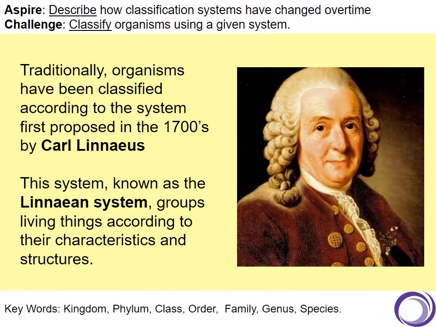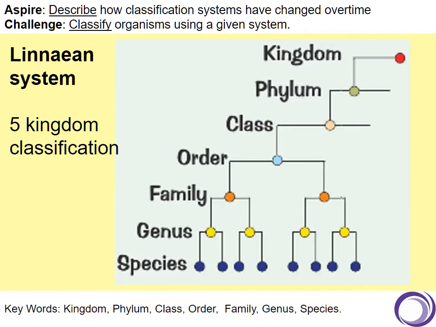So looking at classification then, traditionally organisms have been classified according to a system first proposed in the 1700s by a man called Carl Linnaeus. This system is known as the Linnaean system, and its groups of living things are grouped according to their characteristics and their structures. So the Linnaean system comes from the name of the person who came up with the system, Carl Linnaeus. It's Carl Linnaeus's Linnaean system.